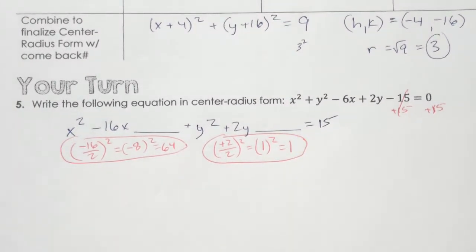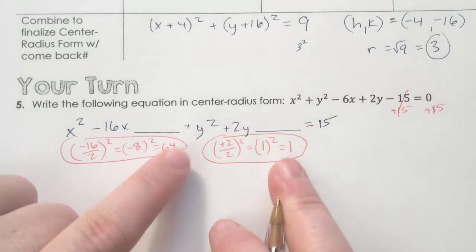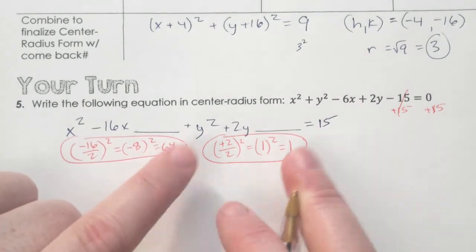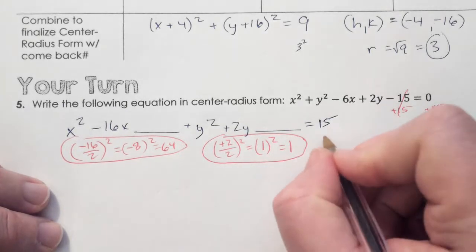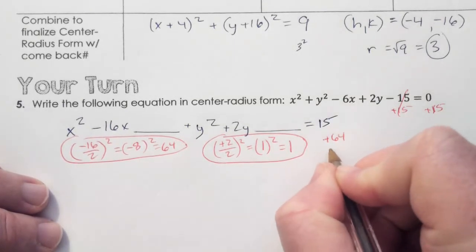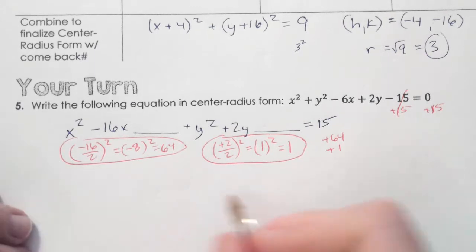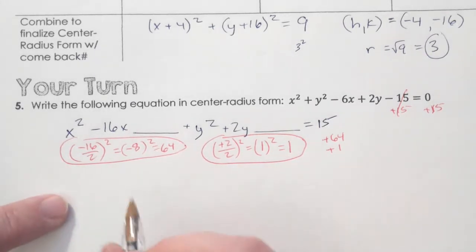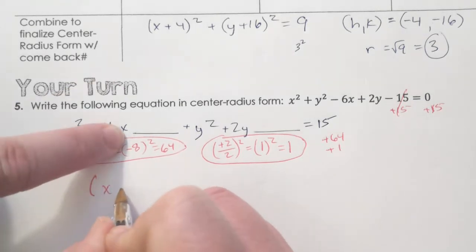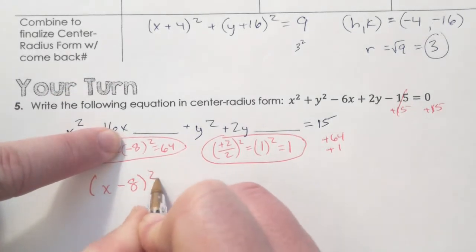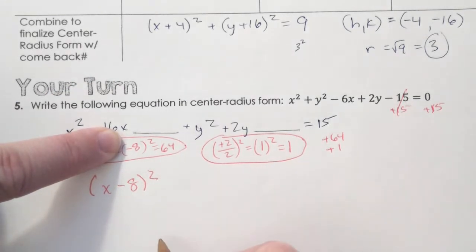Okay, so now what's happening? These two whole numbers you got right here, these positive numbers, you're going to add that onto the other side. So we're going to add 64 here and add 1 here. And so now I'm just going to write the parentheses. So parentheses, this is my x, and I had a minus 8. And I put that to the power of 2.